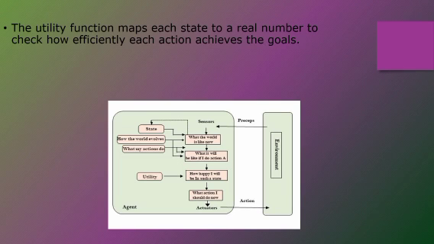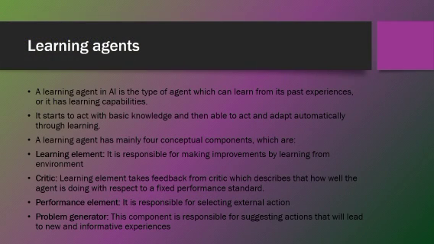Learning agents. A learning agent in AI is the type of agent which can learn from its past experience or it has learning capabilities. It starts to act with basic knowledge and then is able to act and adapt automatically through learning. A learning agent has mainly 4 conceptual components. Learning element: it is responsible for making improvements by learning from the environment. Critic: the learning element takes feedback from the critic, which describes how well the agent is doing with respect to a fixed performance standard.